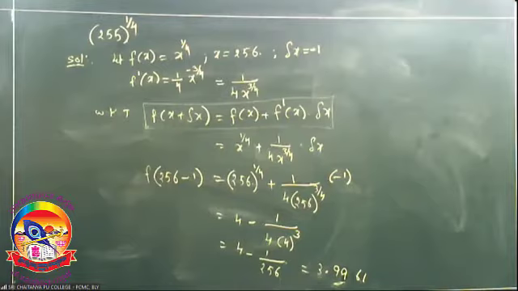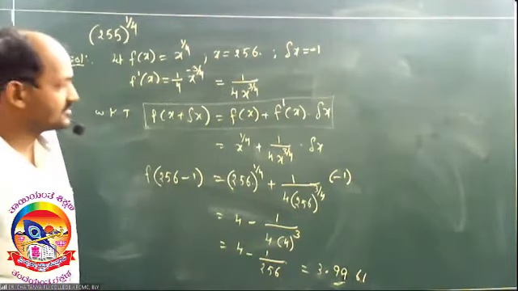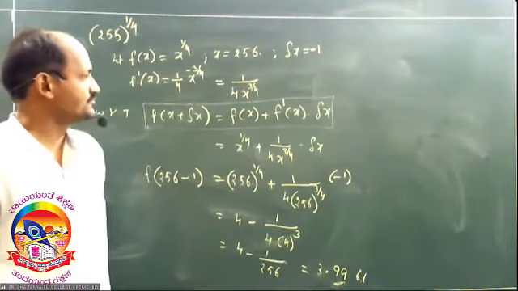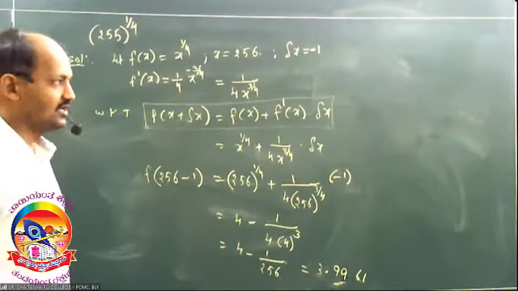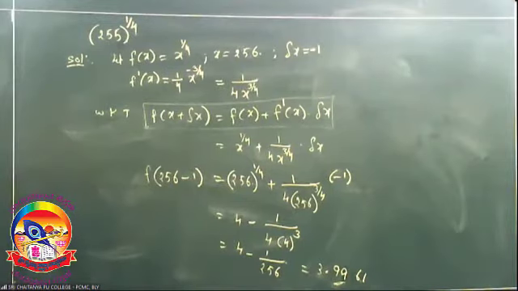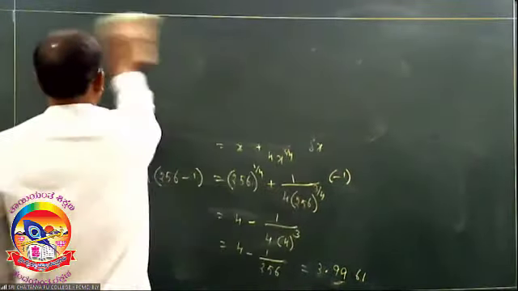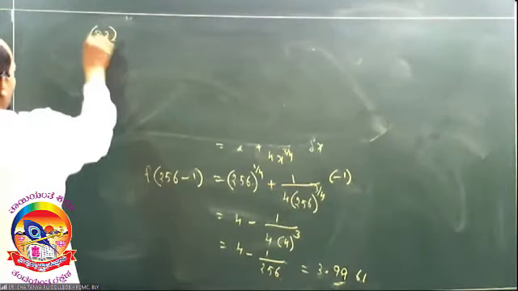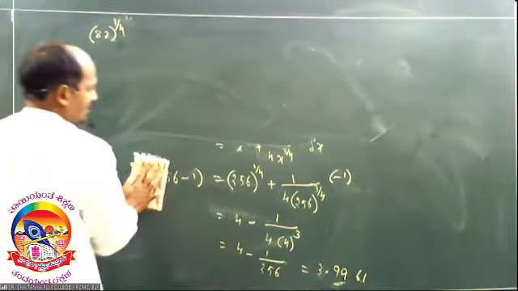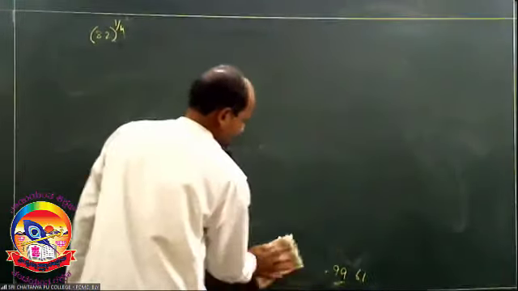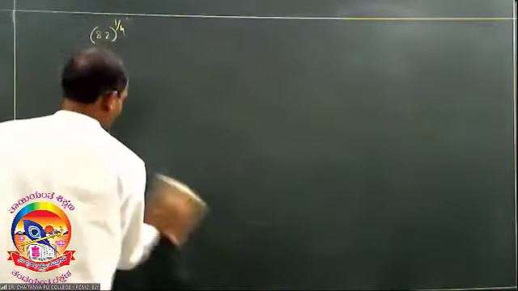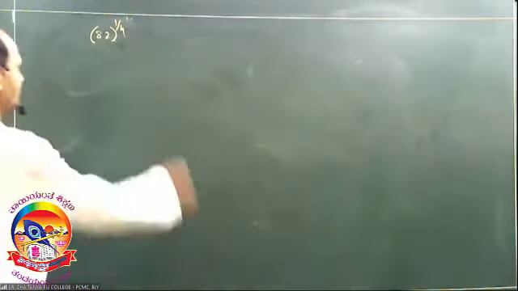Okay, now completed. Next question. Using differentials, find the approximate value of 82 power 1 by 4 up to 3 places of decimals.